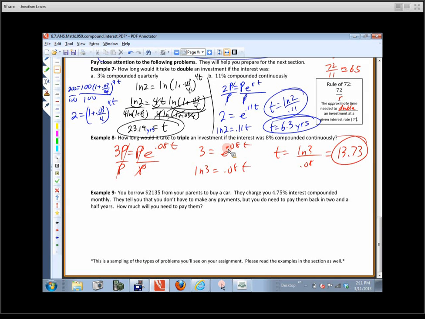How do you know which formula to use? What word is missing? If it doesn't say continuous, you're not using the one with the E in it. You're using the one that looks a little bit uglier.